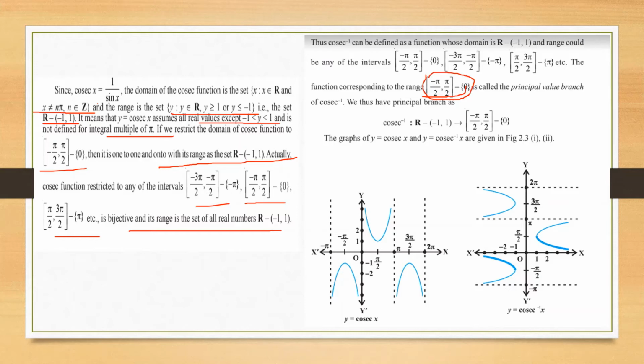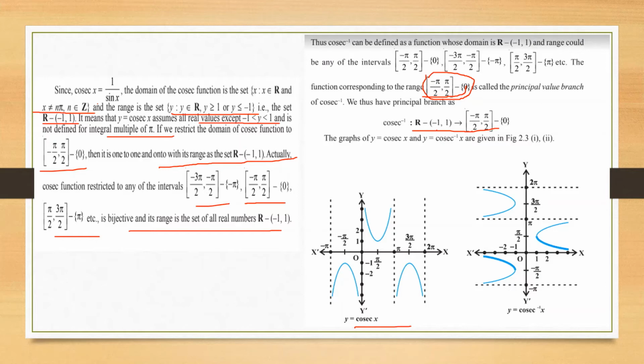So cosecant inverse x is a function from R minus the open interval -1, 1 to the closed interval minus pi by 2 to pi by 2. This is the domain and this is the range. And these are the graphs of y equal to cosecant x and y equal to cosecant inverse x, which we did in the earlier class. You can see that x changes to y, so the figure gets flipped. What was happening along x is now happening along y.